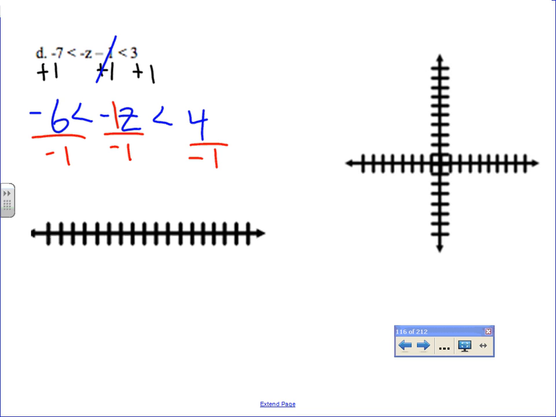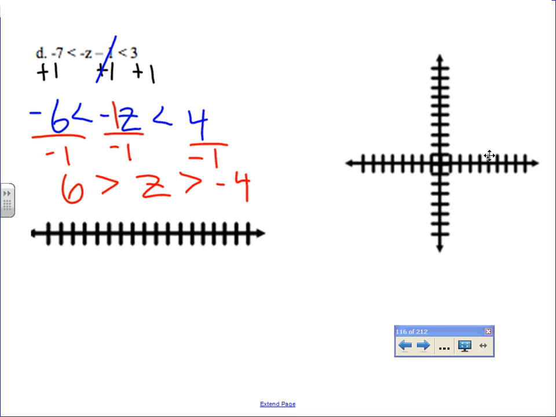So there's a lot of things going on here. This becomes +6. This is going to flip to greater than. -1 divided by -1 is just +1, so that's a z. This is going to flip to greater than. 4 divided by -1 is -4. Is everyone okay? So multiply or divide by a negative, flip the inequality sign.